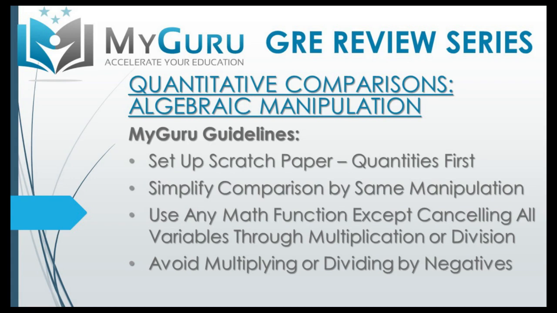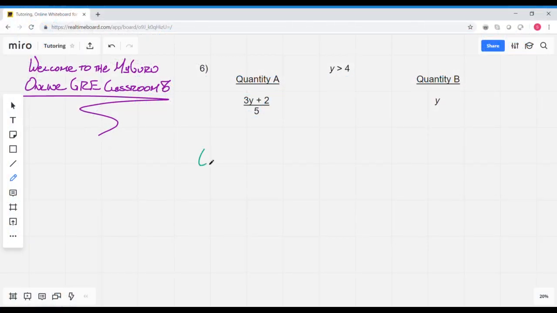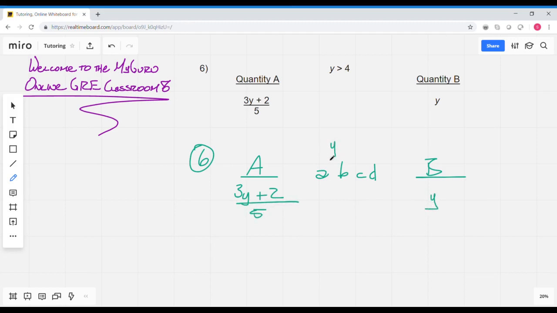Today we're going to take a look at a standard algebraic quantitative comparison on the exam. So as always, we're going to write out our question number and our quantities first. So we've got quantity A, quantity B. We'll have our answer choices A, B, C, D listed in the middle for the purposes of process of elimination. And we then write out (3y + 2)/5 and quantity y. And then we have our root statement of y is greater than 4.